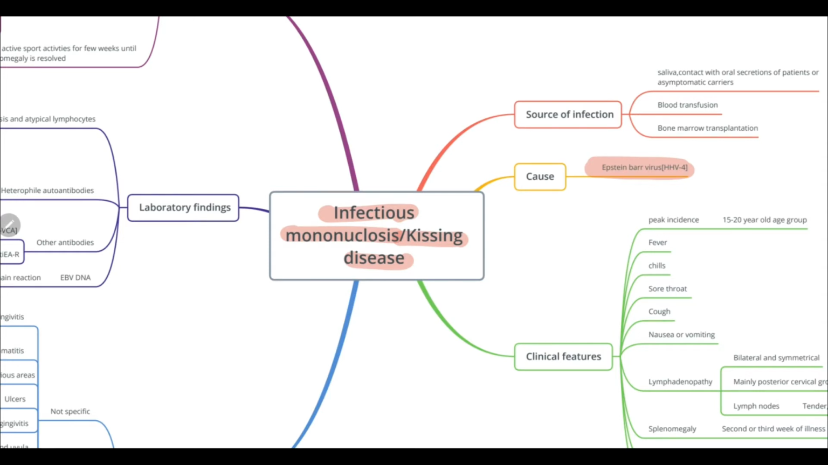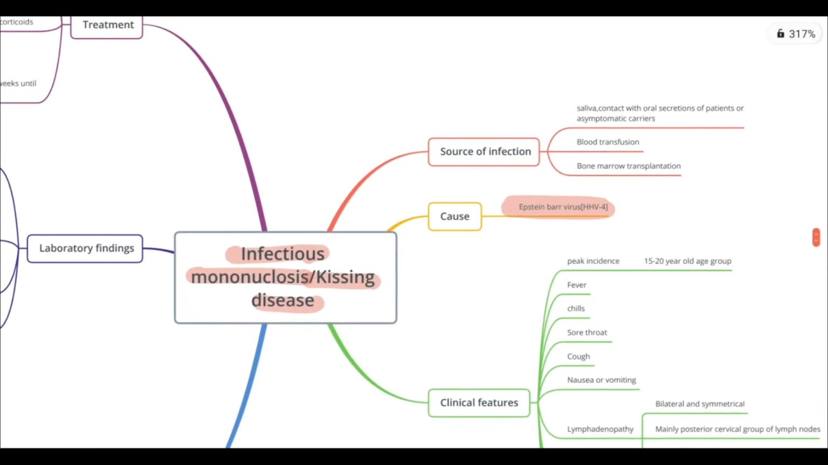The Epstein-Barr virus transmits via the saliva or because of contact with the oral secretions of the patients or asymptomatic carriers. So what you must remember is that most of the patients infected with infectious mononucleosis are asymptomatic. So if there is contact between such patients, you might get infectious mononucleosis. Apart from that, blood transfusion and bone marrow transplantation are other sources of infection for this disease.